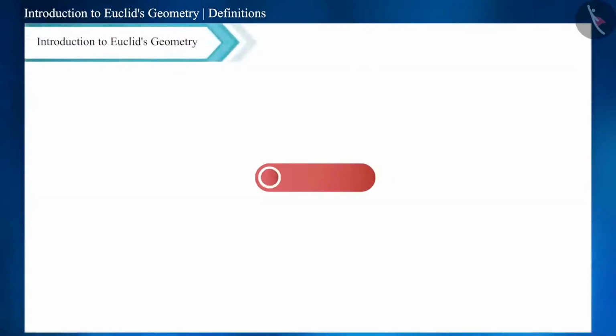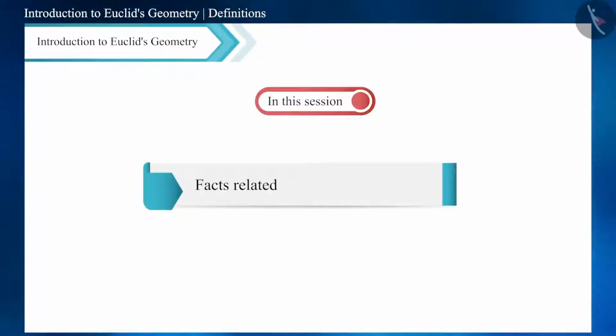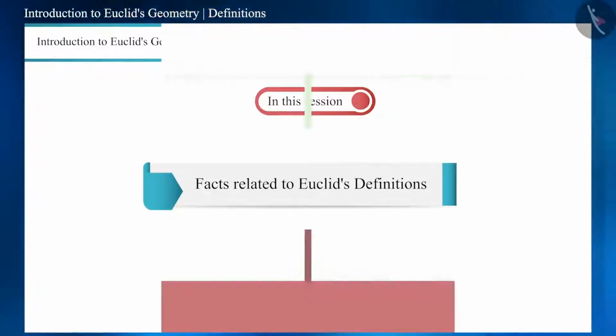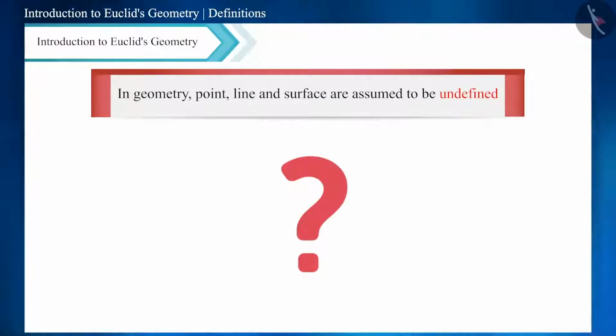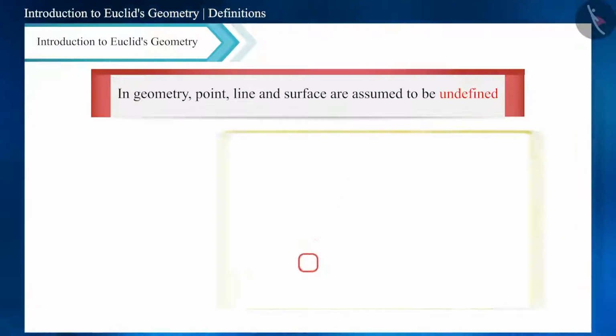In this video, we will discuss some facts related to Euclid's definitions. Let's start with a question. Friends, in geometry, why do we consider a point, a line, and a plane as undefined terms? Do you know the reason?